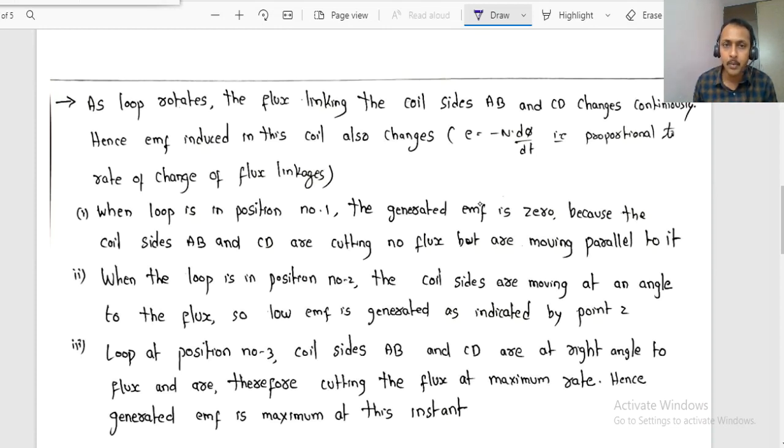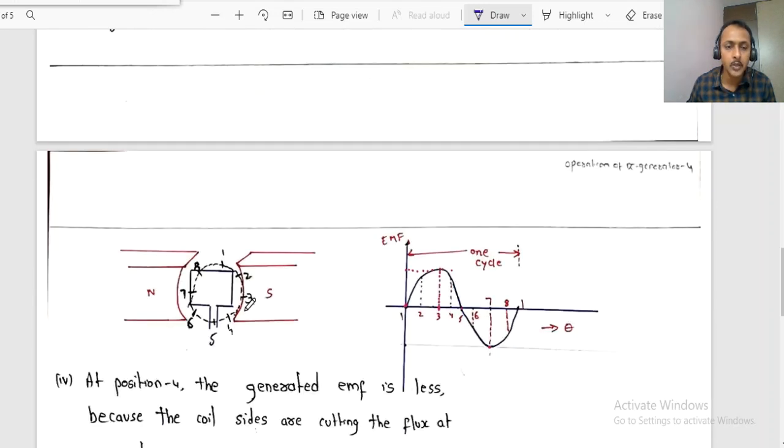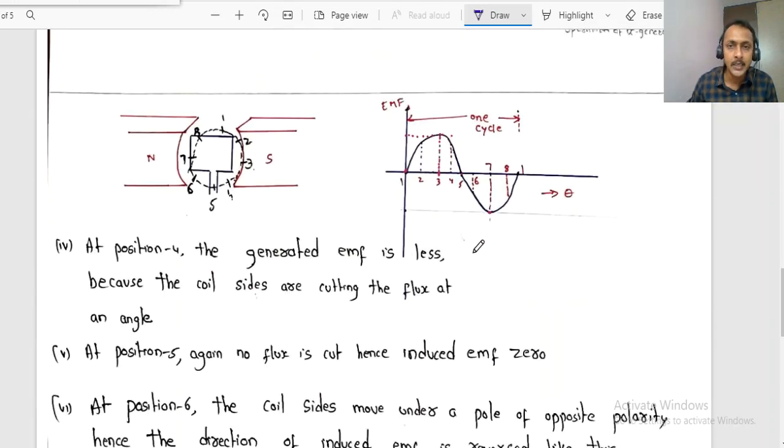Because of that, some EMF will be induced in the coil, which is given by E equals minus N d phi by dt. The induced EMF is proportional to the rate of change of flux linkages. The coil can rotate from 0 to 360 degrees. Whether it is at 0 degrees, 45 degrees, 90 degrees or 180 degrees, at a different angular position with respect to the magnetic field, an EMF will be induced.